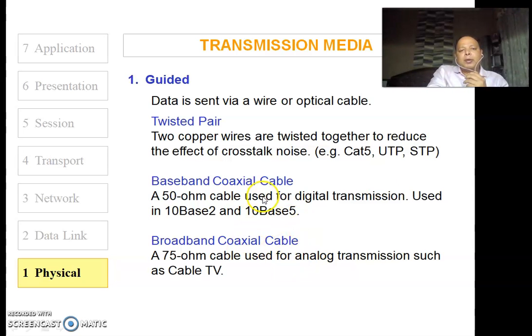Another media which one can use is the baseband coaxial cable, which has a characteristic impedance of 50 ohm. And you must have studied all the details in the paper of microwave engineering. Another cable which is used is the broadband coaxial cable, which has a characteristic impedance of 75 ohm. So both baseband and broadband cables are used in transmission media, and all this comes at the physical layer.